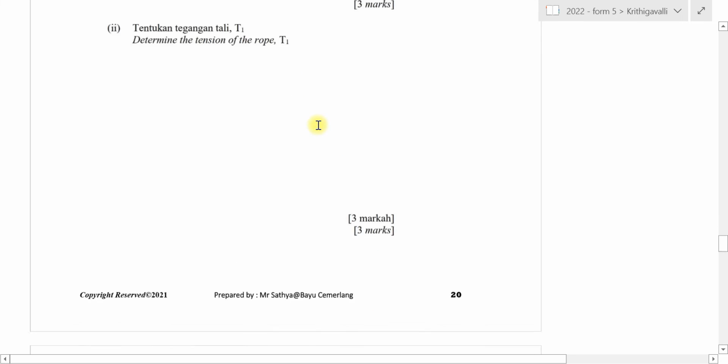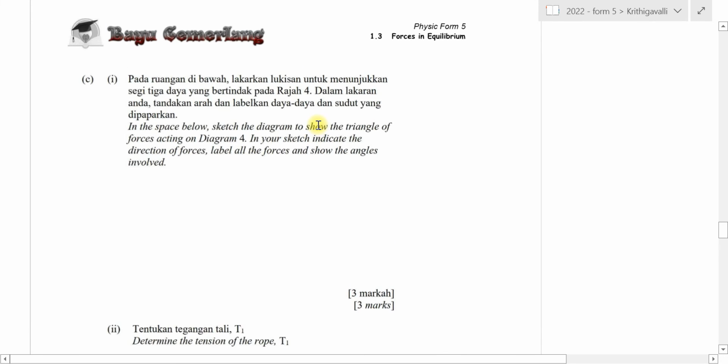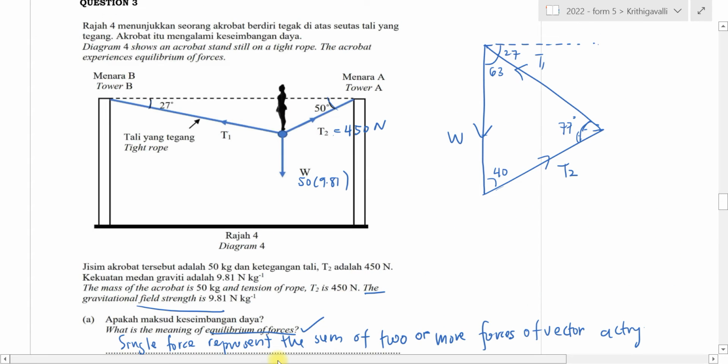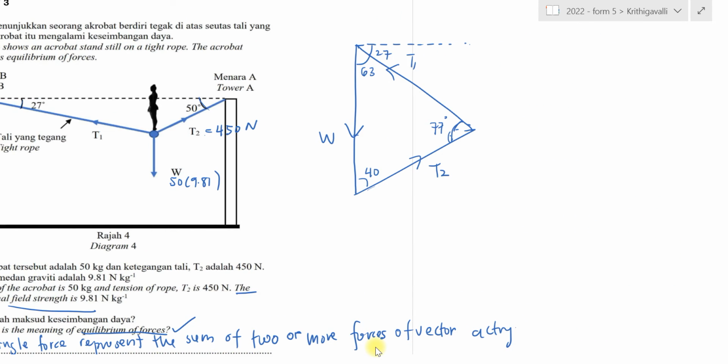So what else are they asking? Determine the tension T1. 3 marks. Wow, easy only. Want to ask 3 marks because T2 is already given, 450. So we try to do as long as we can, because 3 marks.